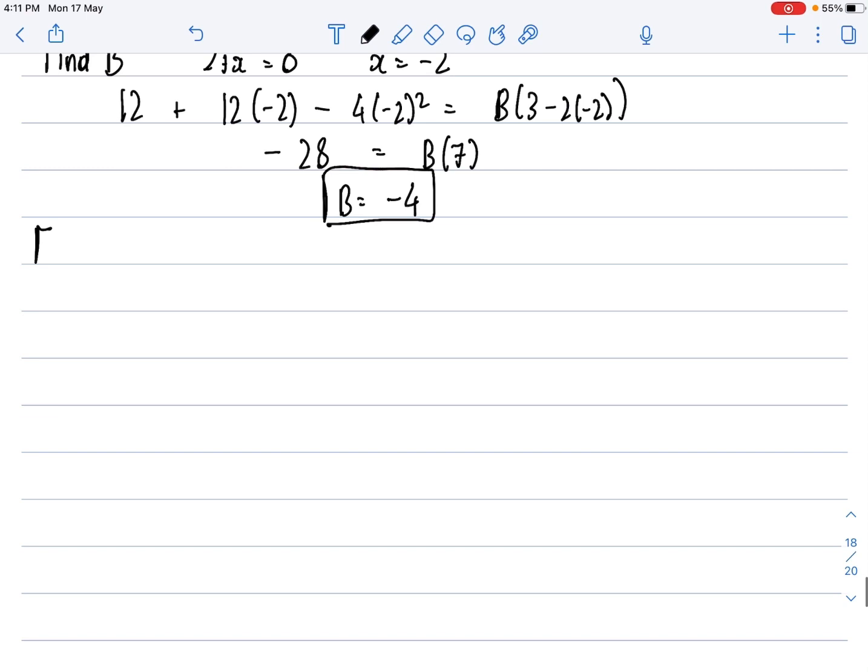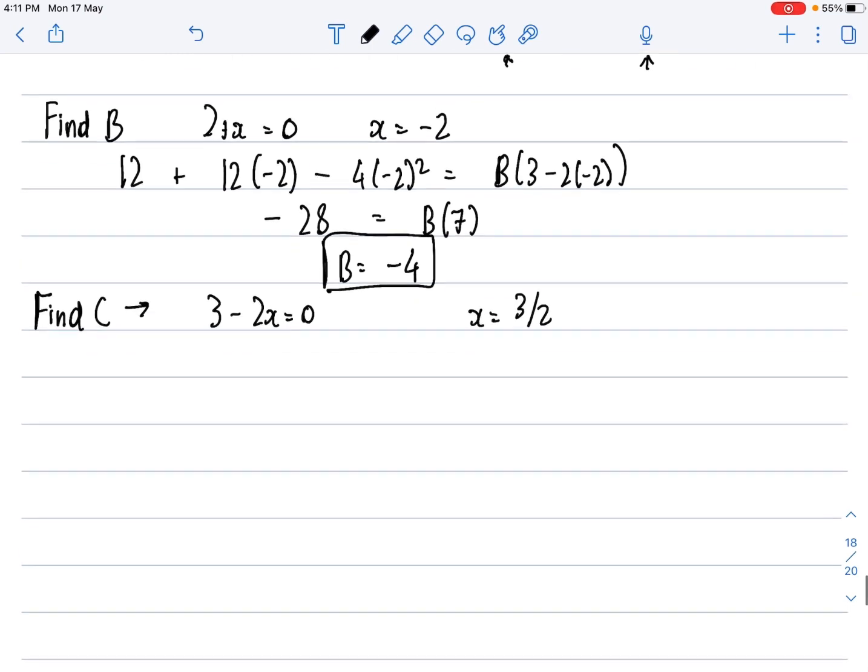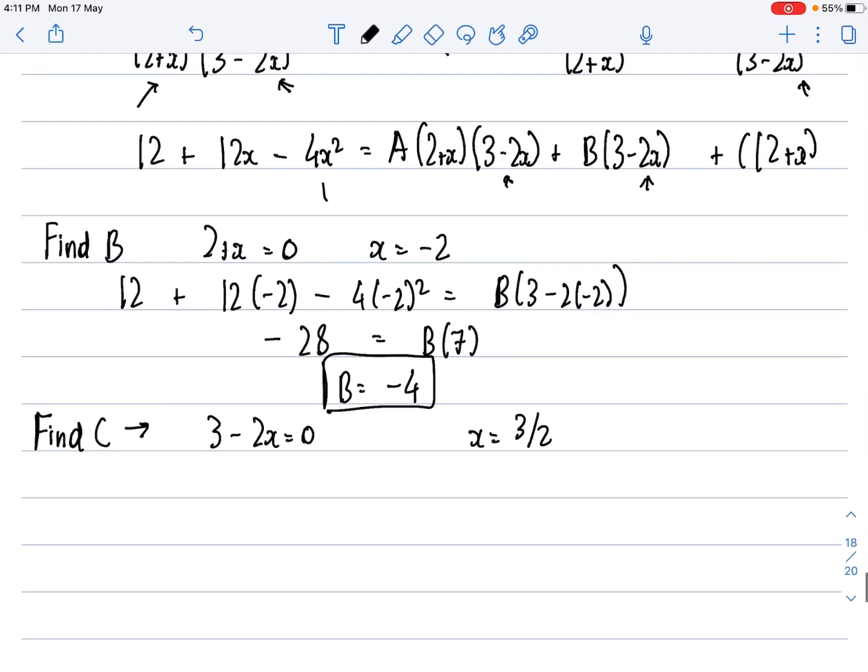Now for finding C, what we need to do is make the full area here 0. For that, if you see, 3 minus 2x is common. So I equate 3 minus 2x to 0, to simply get my x as 3 over 2. So now in the LHS, put x as 3 over 2.